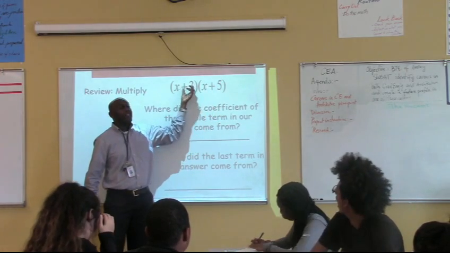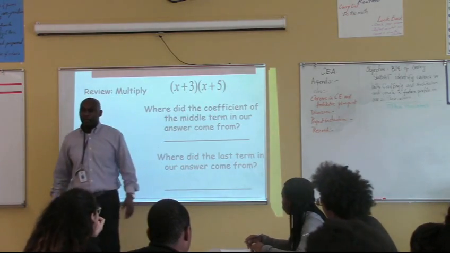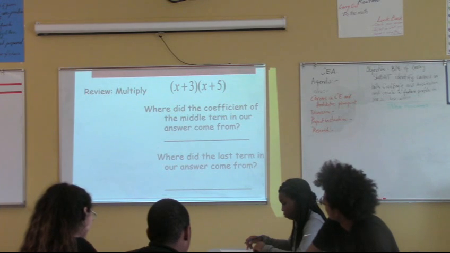So what I want you to do, we've done this before, so real quickly, multiply these two for me and get me the solution. X squared plus A.